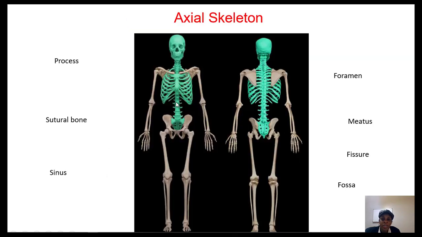Now let's talk about the skeletal system. Because we are talking about two different chapters in this review, we need to understand what is a process, a sutural bone, sinus, foramen, meatus, fissure, and fossa. Let me explain each one very quickly.